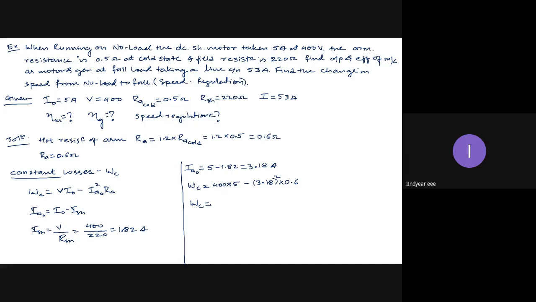So WC is equals to 1993.9, or you can check 1994. Is it right? Yes, sir. Okay, so these are my constant losses. So I will take constant losses WC is 1994. Next, now I have to find efficiency as motor and generator.